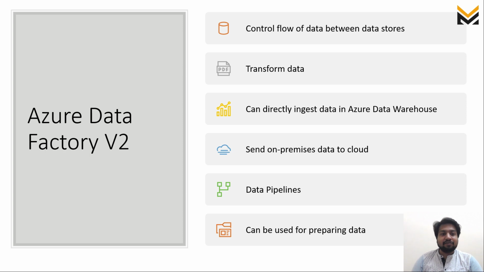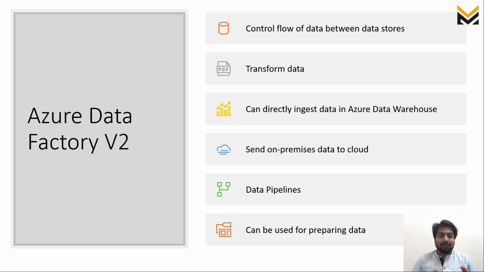The good thing about Azure Data Factory is that it can be used for two processes: data ingestion as well as data preparation. That is the greatest advantage of Azure Data Factory. It controls the complete flow of the data to data stores, transforming the data, doing ETL and ELT operations for you, and can directly ingest data into Azure Data Warehouse.